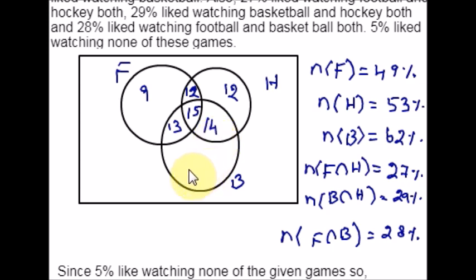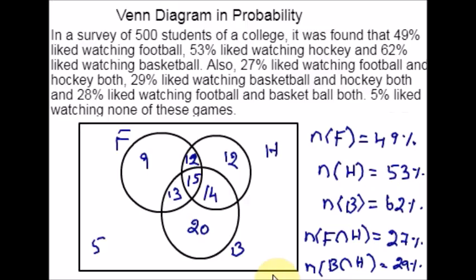In the question itself, it is said that 5% liked watching none of these games, so 5% goes outside the circles but within the rectangle. Always notice the total number given in the question. Here it is 500. So the number of students who liked watching all three games is 15% of 500. Just multiply this percentage with the total, and you'll get the answer.